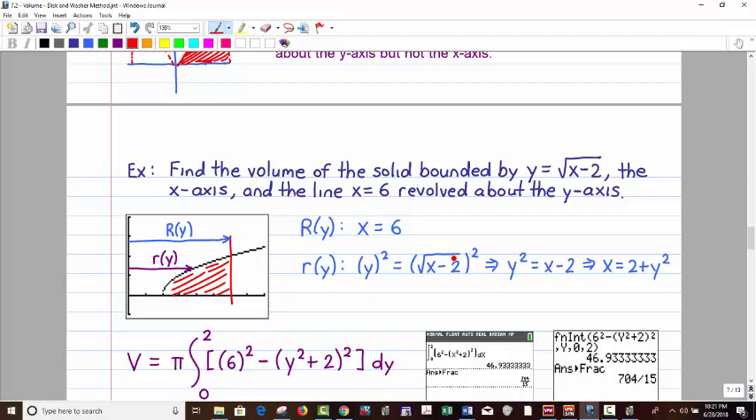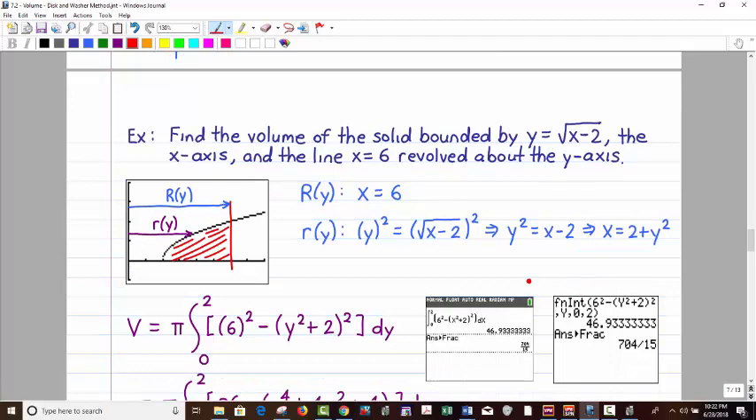And then the inner part. Now, I have to get x in terms of y, so we have to solve this. It's not too difficult. Square both sides, which gives you y squared equals x minus 2. And then move the 2 over, and you have x equals 2 plus y squared. Because for y, they both have to be x equals, and for x, they would both be y equals. All right, so you get this set up right.